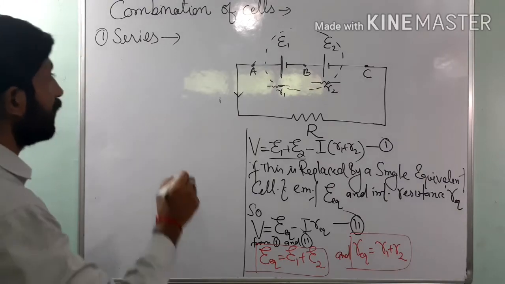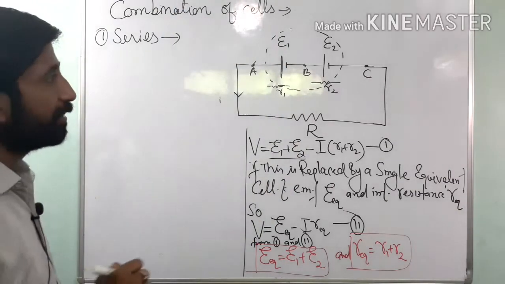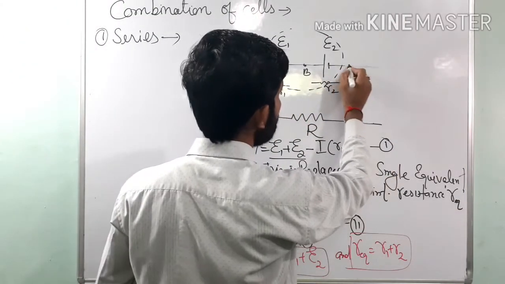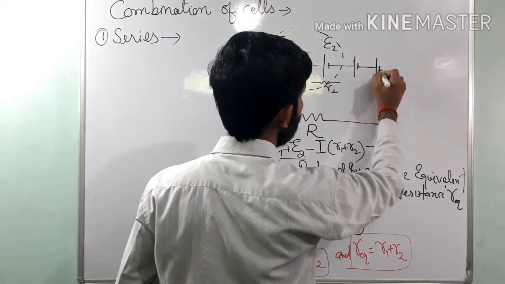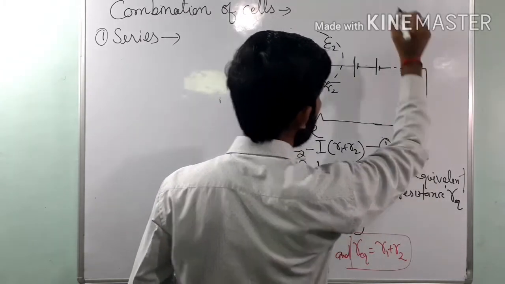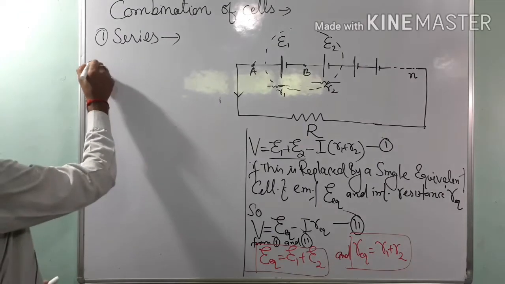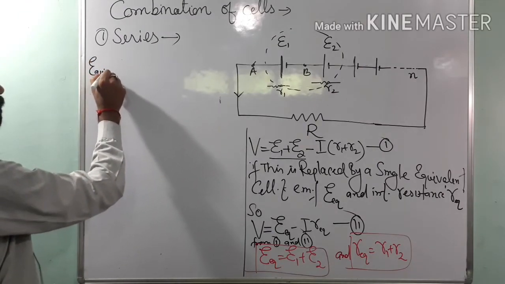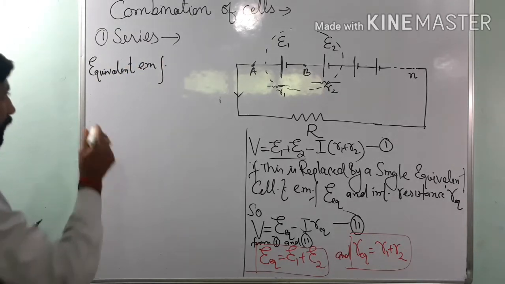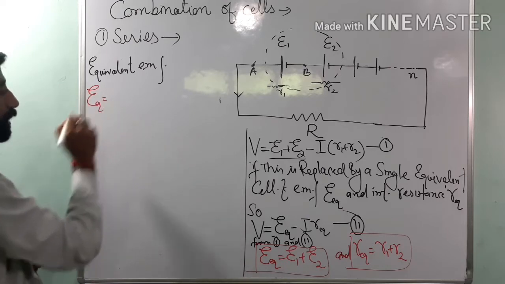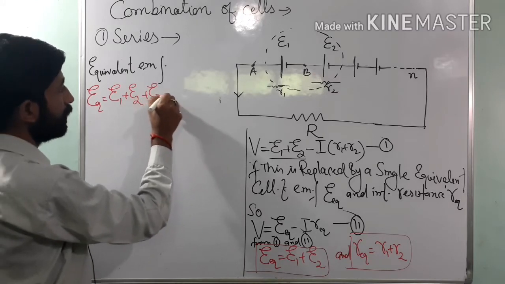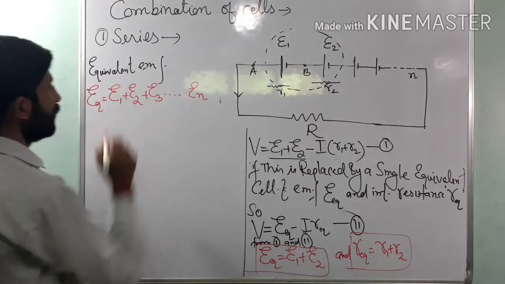For the purpose, if n number of cells are connected, rather than this, we extend this line by adding a few more cells, and this goes up to n number of cells. Then the equivalent EMF becomes E equivalent equals E1 plus E2 plus E3 up to En.